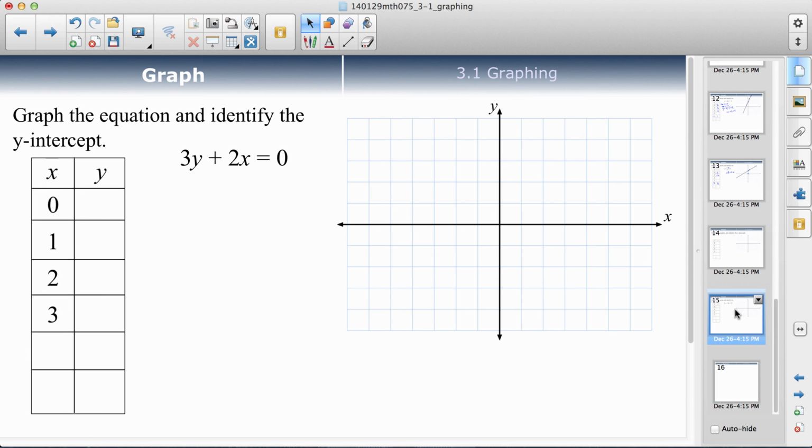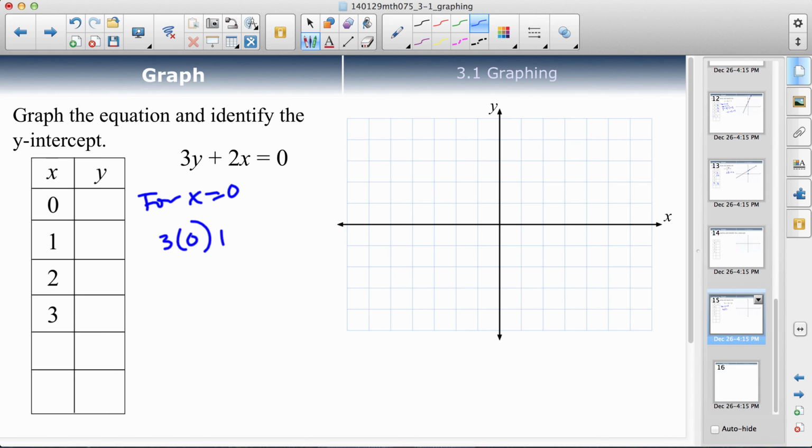Okay. I didn't draw an equation for that one. Let's try another one. Oh, this is a different one. It's written in a different form. That's okay. Let's try it. So for x is equal to 0, I'll go 3 times 0 plus 2x equals 0. 3 times 0 is 0, so really I have 2x is equal to 0. Divide both sides by 2, and I get x is equal to 0. So I have a point right there.